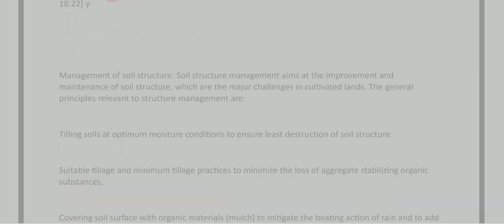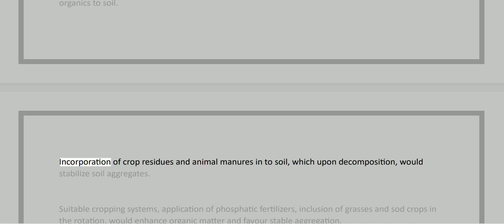Management of soil structure. Soil structure management aims at the improvement and maintenance of soil structure, which are the major challenges in cultivated lands. The general principles relevant to structure management are tilling soils at optimum moisture conditions to ensure least destruction of soil structure. Suitable tillage and minimum tillage practices to minimize the loss of aggregate stabilizing organic substances, covering soil surface with organic materials, mulch, to mitigate the beating action of rain and to add organics to soil. Incorporation of crop residues and animal manures into soil, which upon decomposition, would stabilize soil aggregates.